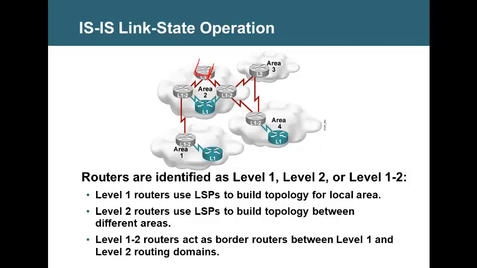Okay. Now, L1 routers use LSP to build topology for the local area. You see, L1 is only for local link state information. L2 routers are used to build topology between different areas. You said no inter-area, that is L2. So in the border router, we always keep L1 and L2 so that L1 can form a neighbor, L2 can form a neighbor. So in every area, the border router, you keep both L1 and L2.